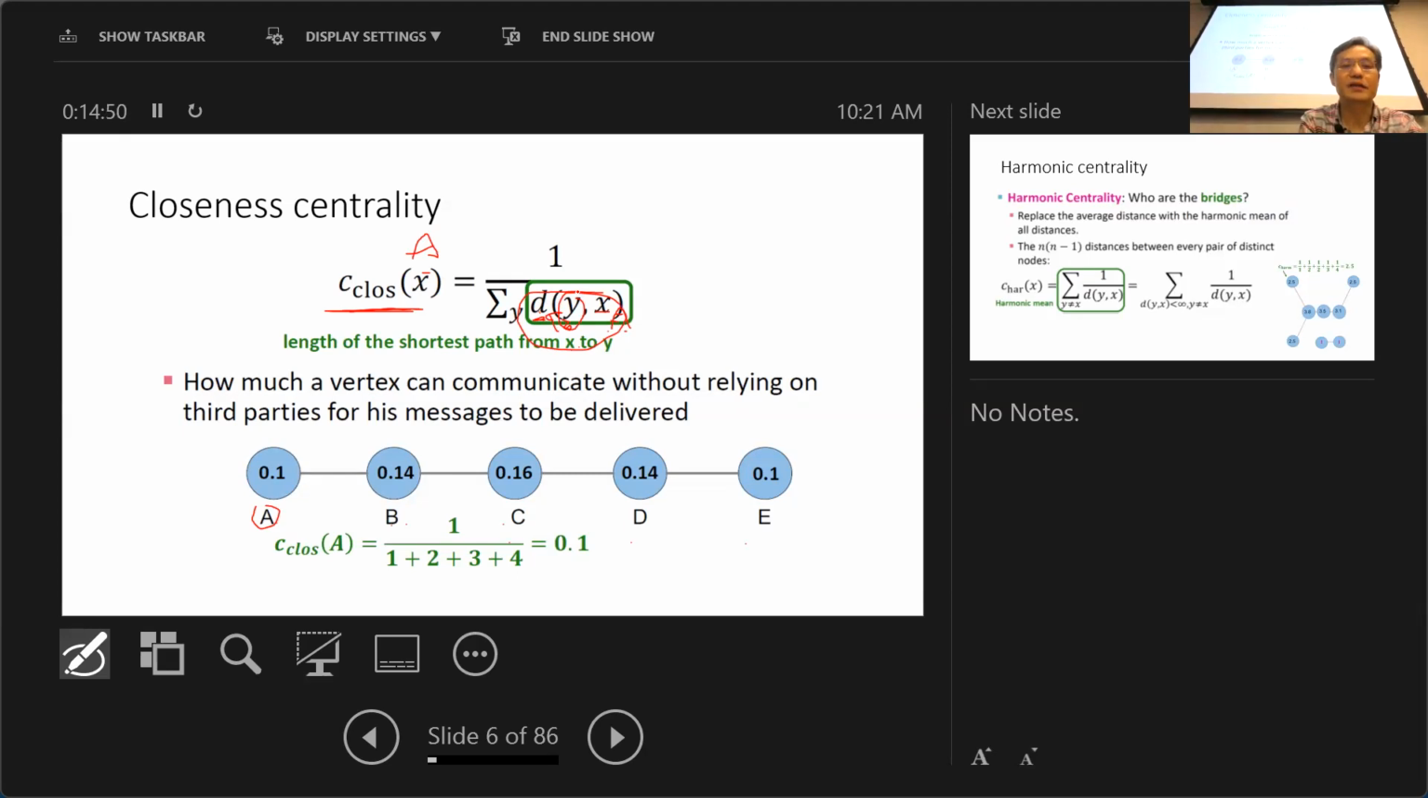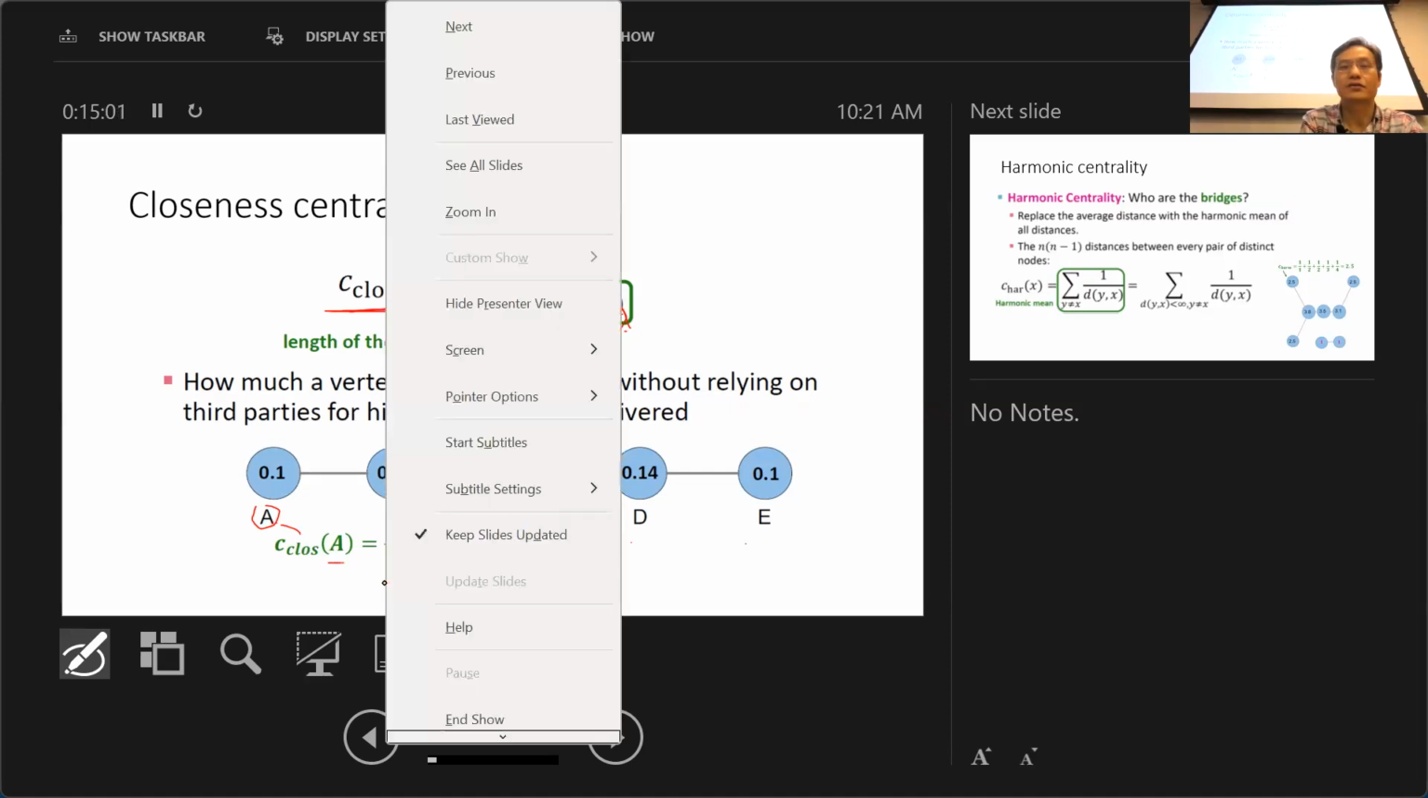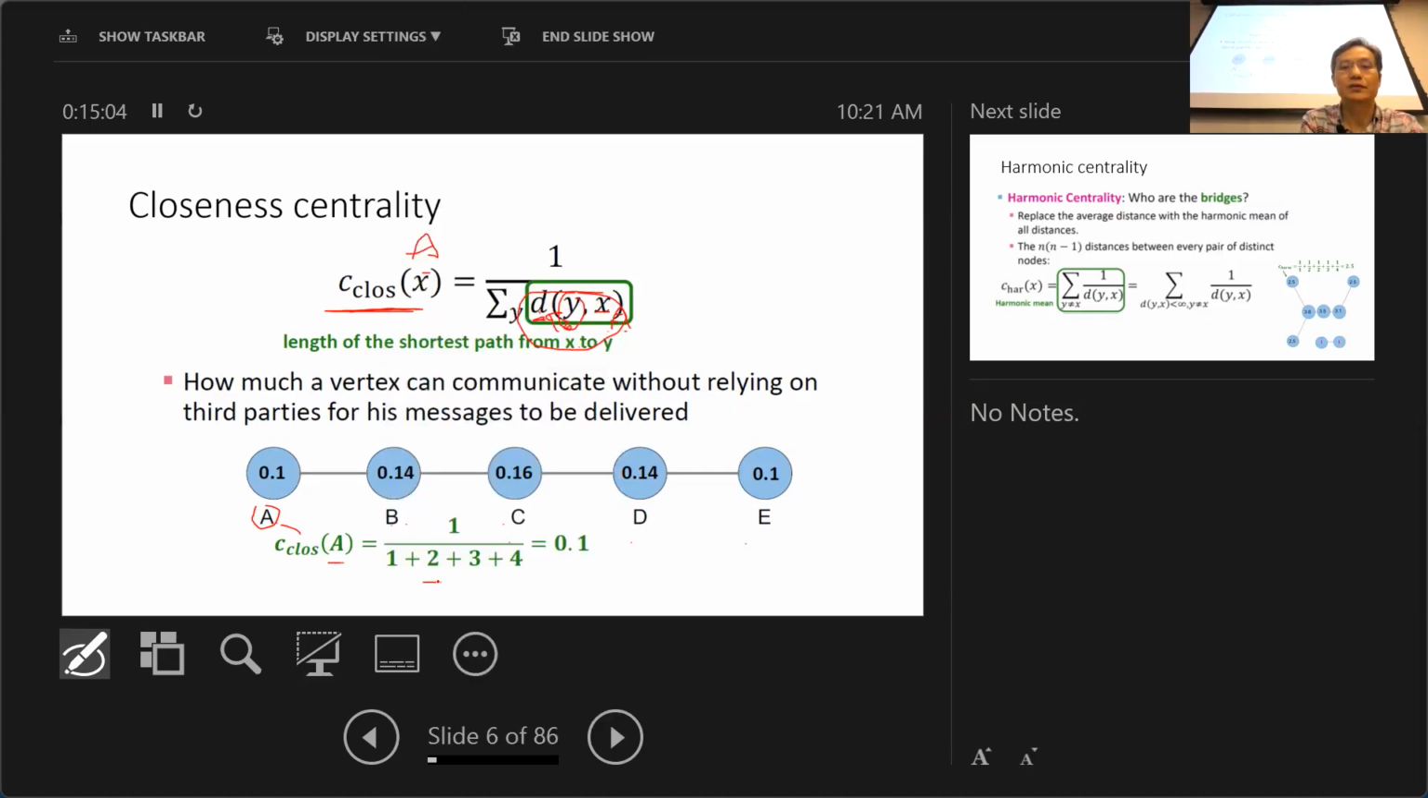So how can you compute the closeness centrality for A? A to B is 1 step, A to C is 2, A to D is 3, A to E is 4. So you take all the distances from the node you want to compute its centrality to all the other nodes, sum them up, and then divide 1 by it. Then you get the centrality value for A, which is 0.1. You do the same for B, and then you do the same for C. Every time you just replace Y with the other nodes around it.